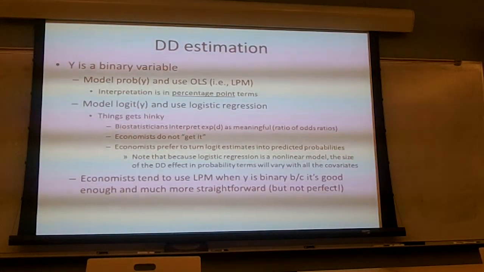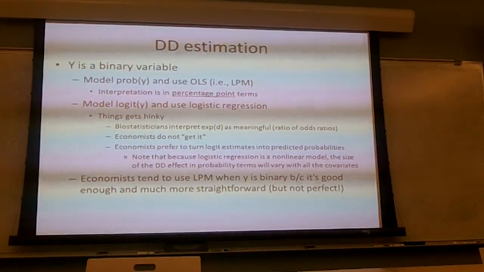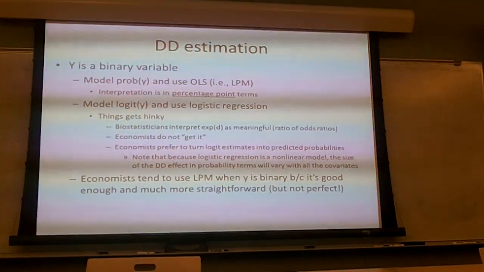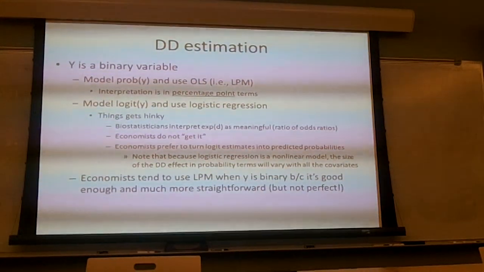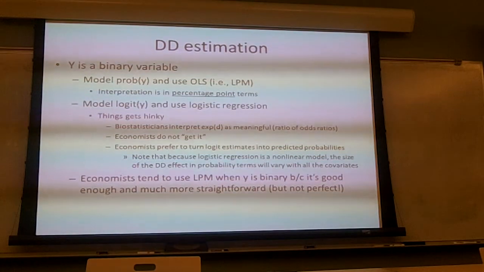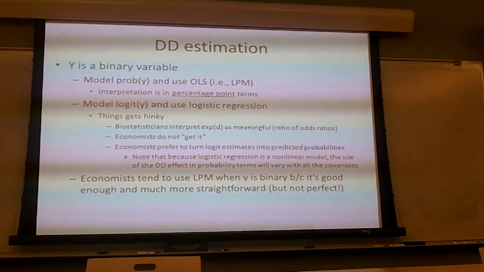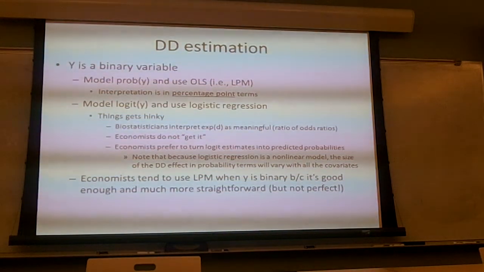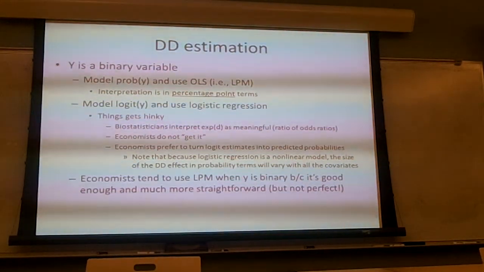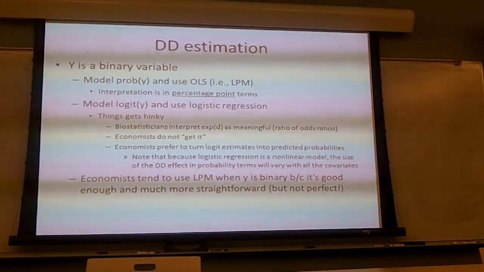If y is binary, dichotomous, a dummy variable, we can model the probability of y outright and use ordinary least squares. This again is a linear probability model, and our interpretation on d, just like our interpretation on all coefficients, is in percentage point terms. That is, the impact of the policy is associated with a 45 percentage point increase in the use of drug-eluting stents, as different from a 45% increase.